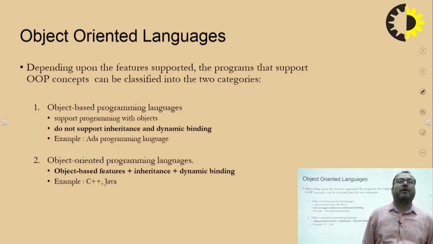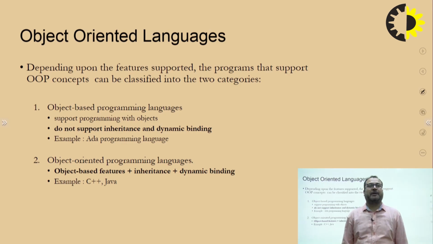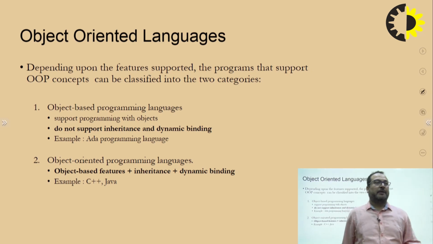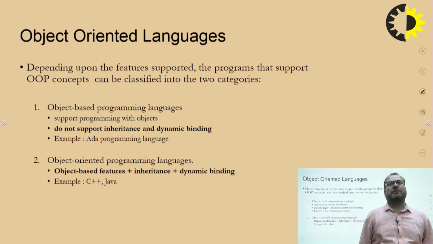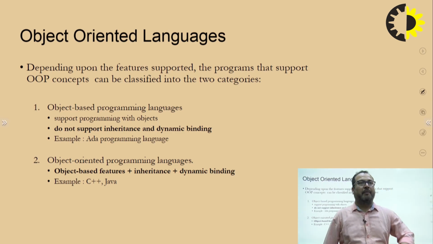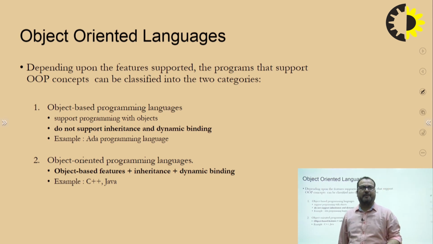But in object-oriented programming languages, all the features of object orientation are supported, like object, class, inheritance and so on. Today I will mainly focus on inheritance. What is inheritance? What types of inheritance are there? And we will explore a little bit of programming written in C++.